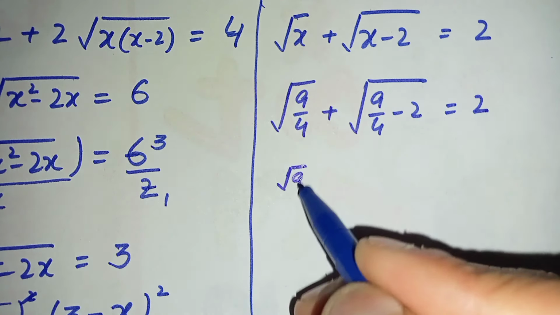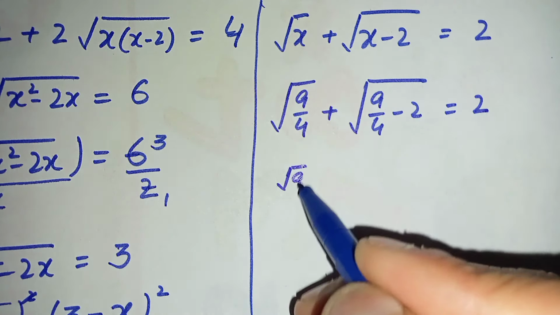Here the square root of 9 is 3, square root of 4 is 2, plus this will become square root of 9 minus 8, which is 1, divided by square root of 4, is equal to 2. Now next we will split this square root over 1 and 4. So this will become 3/2 plus square root of 1 divided by square root of 4 is equal to 2. So further it will become 3/2 plus square root of 1 is 1 and square root of 4 is 2, is equal to 2. Now again we will take the LCM of 2 and 2, which is 2.